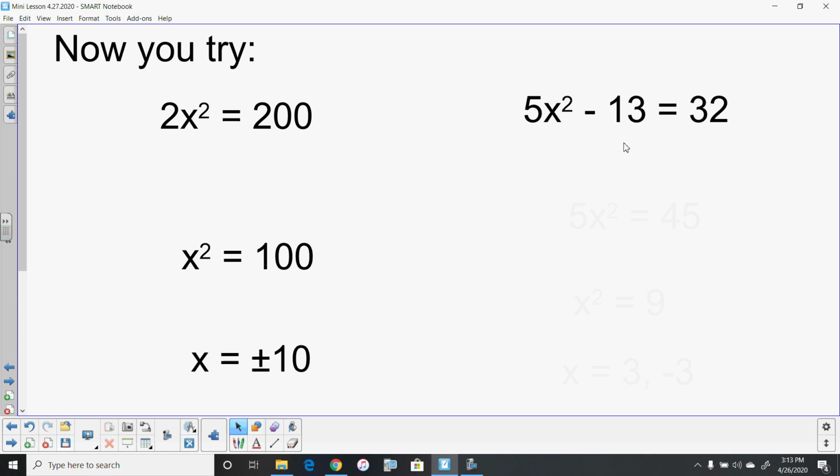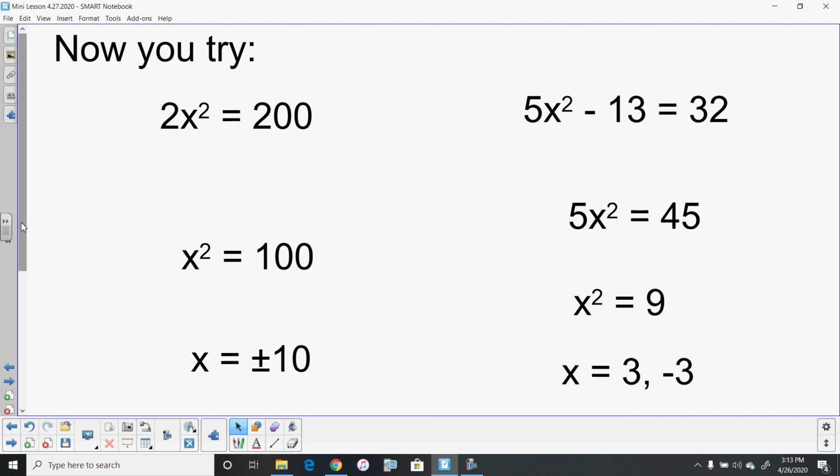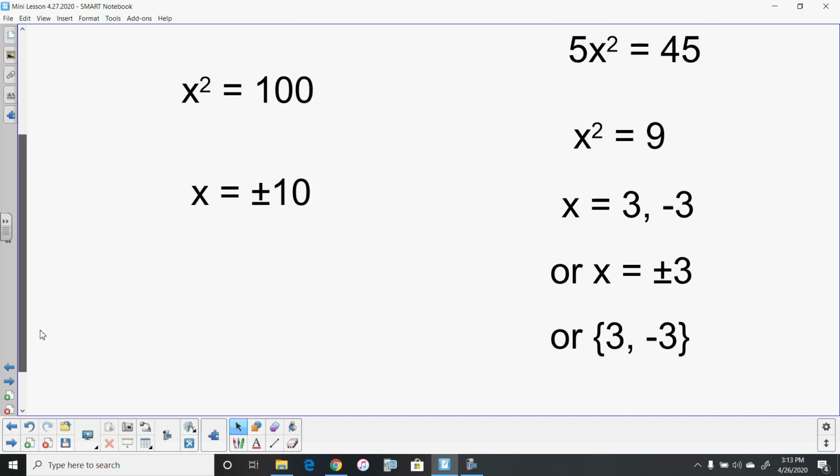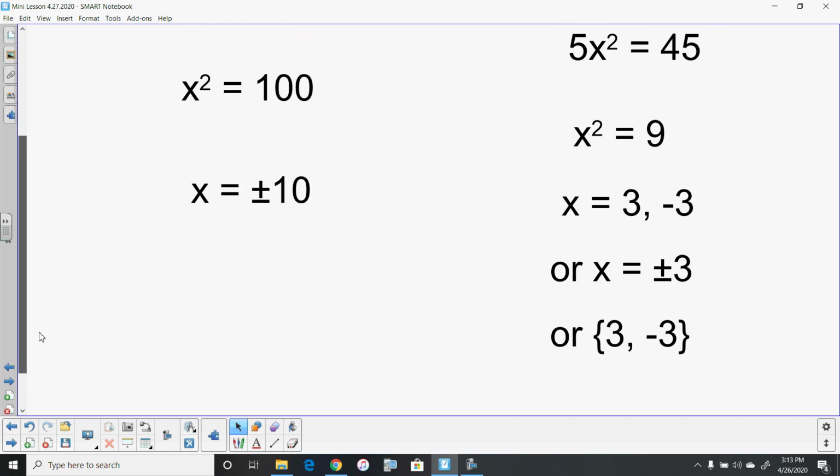In this next example, we're going to add 13 to both sides, and I get 5x squared equals 45. I've got to get rid of that 5 now. I get x squared is 9, and I get 3 and negative 3. That's my two solutions there. Okay, and we can also write that as plus or minus 3. We can write that as the solution set of 3 and negative 3.